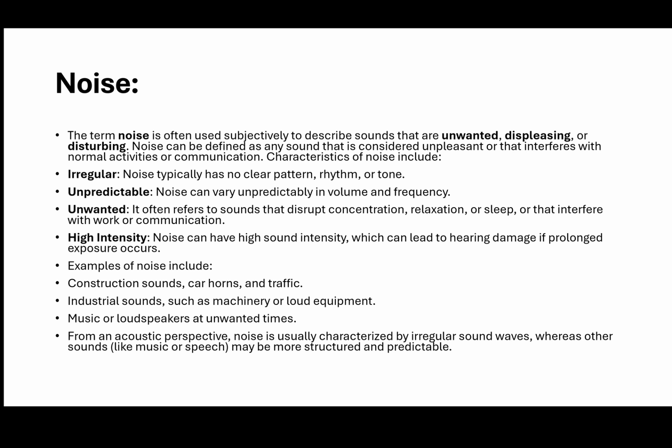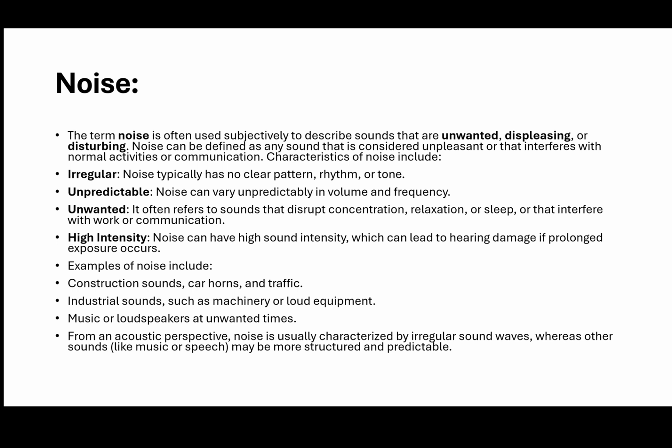Noise tends to have a high intensity that, with prolonged exposure, can damage the ear. Examples of noise could be construction sounds, car horns, traffic, industrial machinery, loud music and speakers at unwanted times. From an acoustic perspective now, noise is usually characterized by irregular sound waves, whereas other sounds like music tend to be more structured and predictable. Remember when we started harmonics and we saw that we have different levels of waves, or different levels of harmonics.